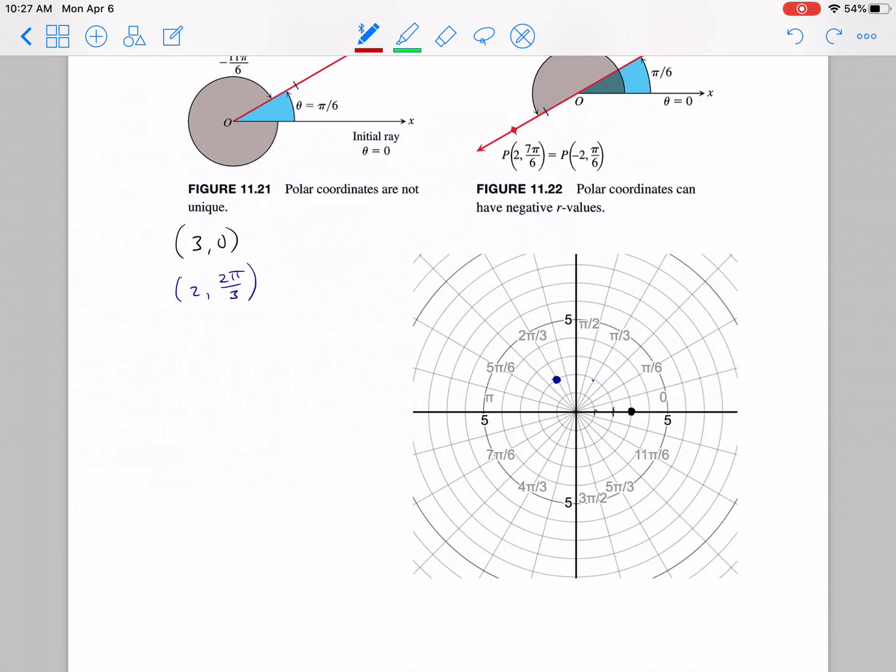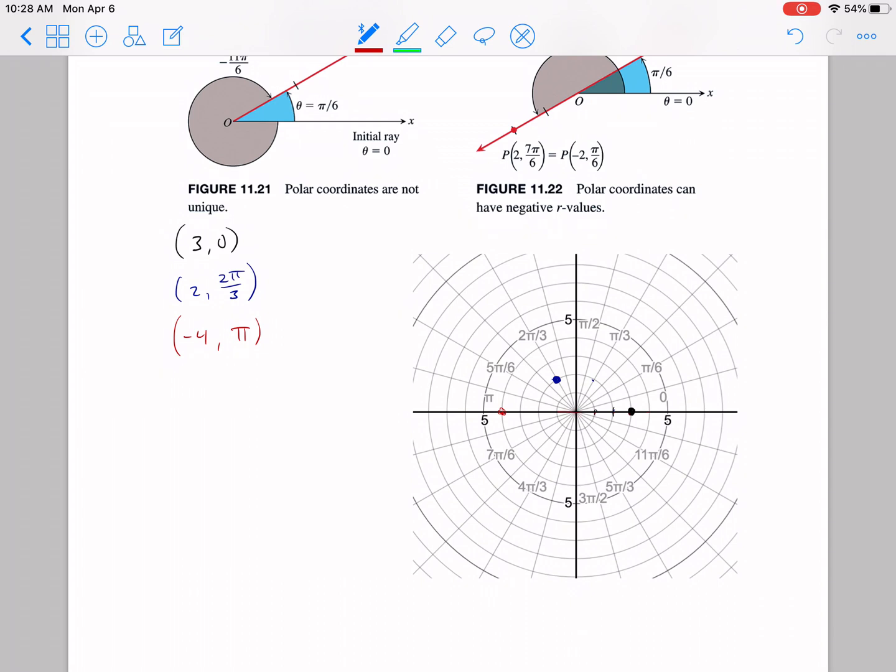Next, let's try negative 4, pi. So what we're going to basically do is rotate to pi and then go negative 4. So if we go out 1, 2, 3, 4, we go out to here, we'll rotate all the way around to pi, like that. That puts us over here, but we don't want this positive 4, we want negative 4.